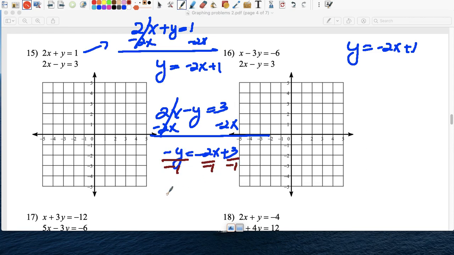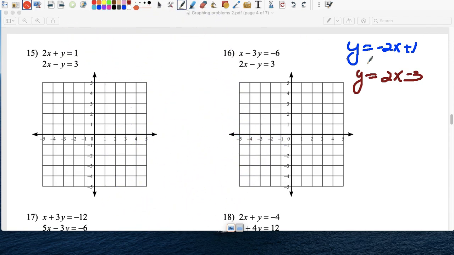So I end up getting positive y. Negative and negatives are positive, so I get positive 2x. And basically, everything's changing signs, right? Whatever they were before, now it's their opposite. So instead of plus 3, it's minus 3. So here are my two lines. So let me erase this part over here.